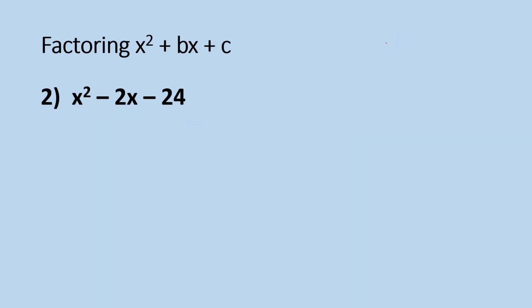Let's try another one. We're looking for values that add up to negative 2 and multiply together to give us negative 24. If it multiplies together to give us negative 24, we're going to be multiplying a negative times a positive. So we have 1 and 24. We have 2 and 12. We have 3 and 8. We have 4 and 6. Well, 4 and 6, if one was negative and one was positive, at least gives us a 2.